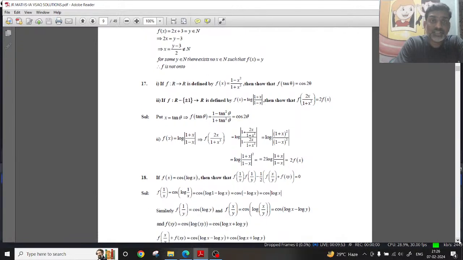Next, question number 17. f from R to R is defined by f of x equal to (1 minus x square) divided by (1 plus x square). Then show that f of tan theta equal to cos 2 theta. This is just a substitution.